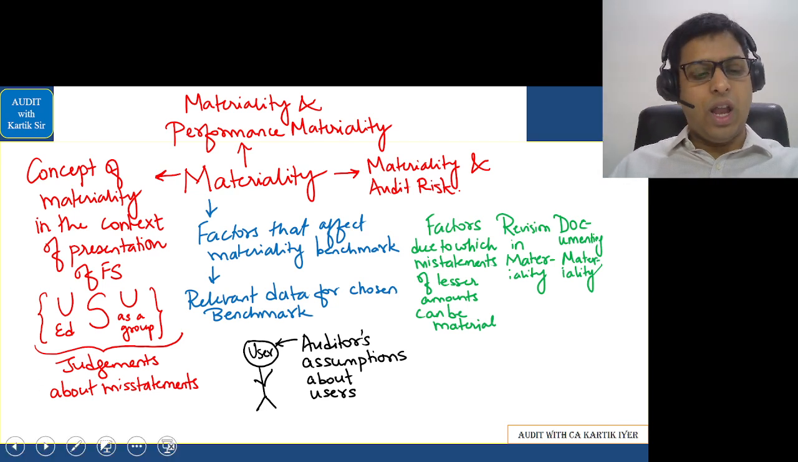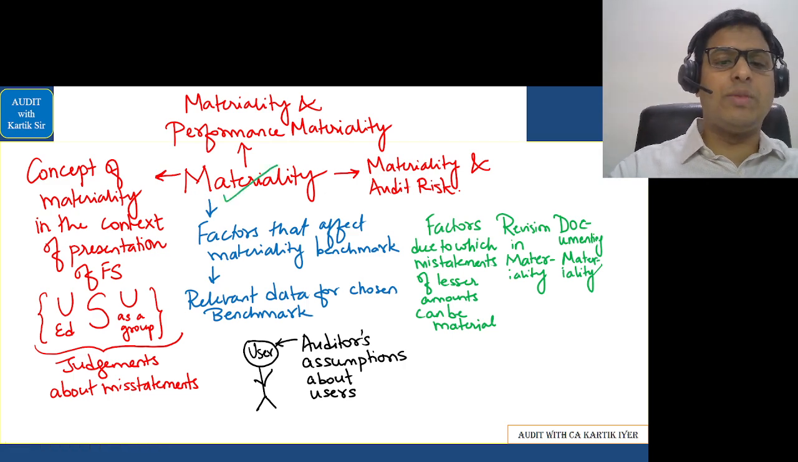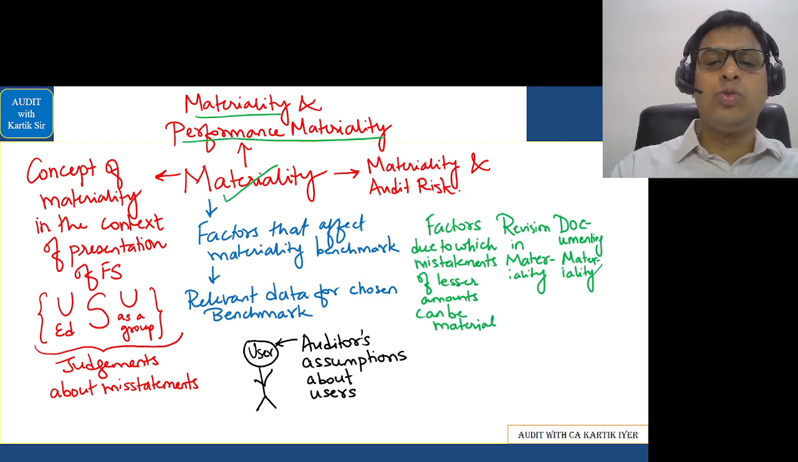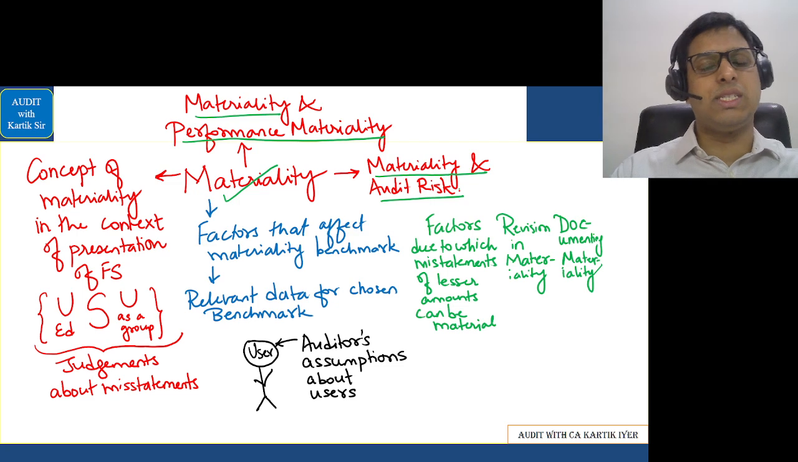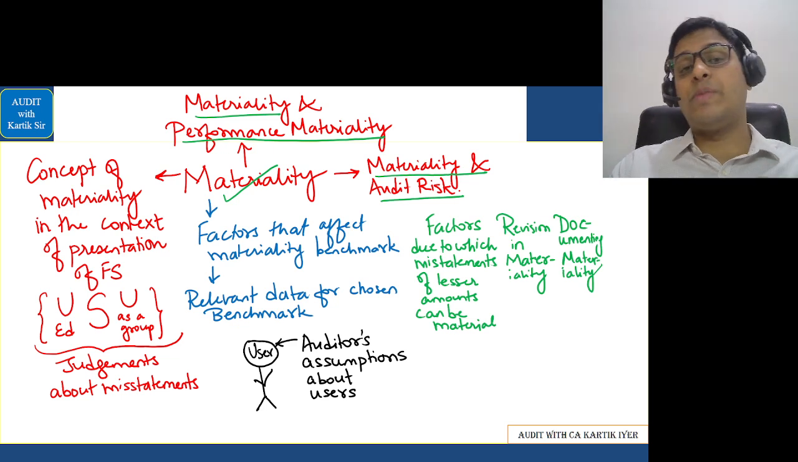Okay. Now let's see here, my dear student. Let's see this. Please see here. Now materiality, the main concept in that is first materiality and performance materiality concept clarity should be there. Next, you should do the reading of the materiality and audit risk answer. Now let's go further in the areas that can come as a separate question in the examination.